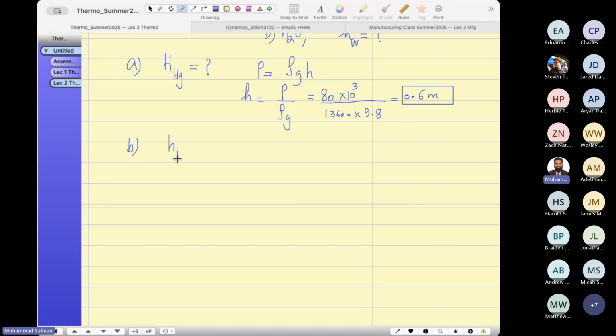So let's find out what the head is when you replace this manometer liquid by water. So H equals pressure over rho g. Pressure is 80,000 Pascal and rho is 1,000. Now open your calculators and solve for this height.